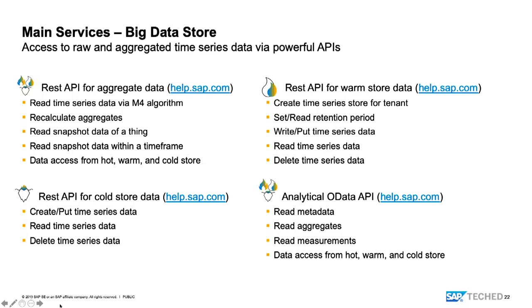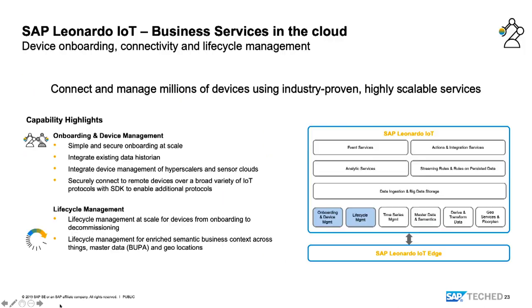So I mentioned the APIs without going into too much detail. Just some examples. We have different APIs, REST or OData. We have APIs where you really do not need to know whether data is in the warm store or already in the cold store. With some other APIs, you can access the cold store or the warm store directly. So we have a huge number of APIs to handle the data in the databases. Okay, now let's go to the next bit.